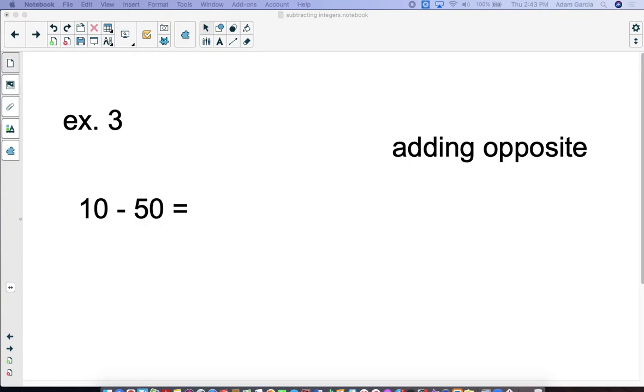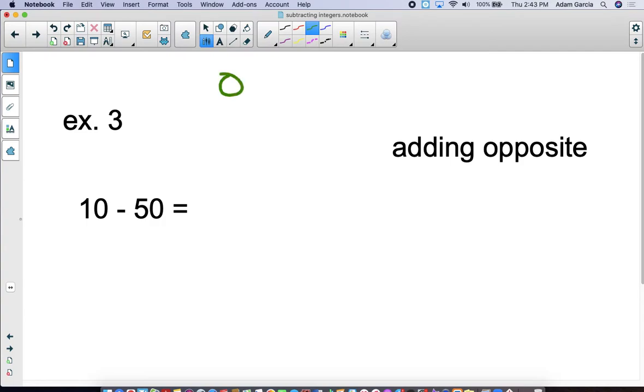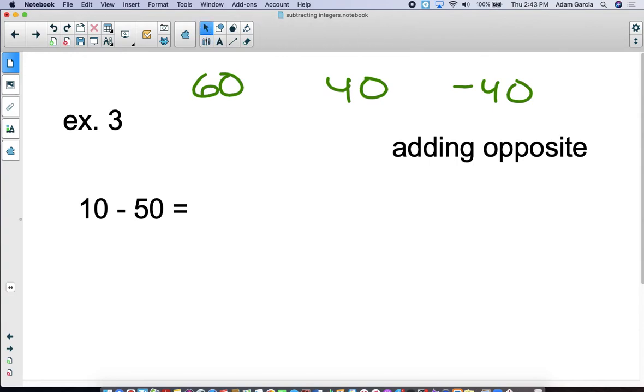Alright. I'm going to put all the different answers I saw up there. I saw 60. I saw 40. I saw -40. Those were different answers that I saw, right? And only one of them is right.